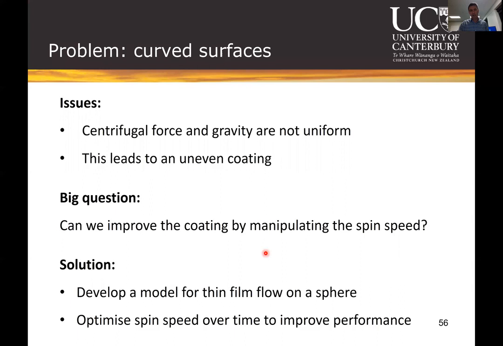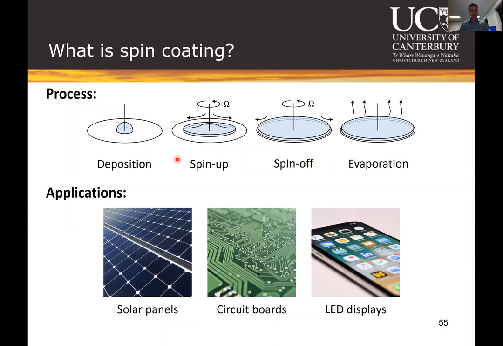I don't want to go too fast, but here is a bit of a summary of what spin coating is. The idea is basically to put a bit of fluid on the surface and spin the surface very quickly. By centrifugal force, the film spreads and generates a uniform film, which then evaporates, and then you're left with a uniform coating.